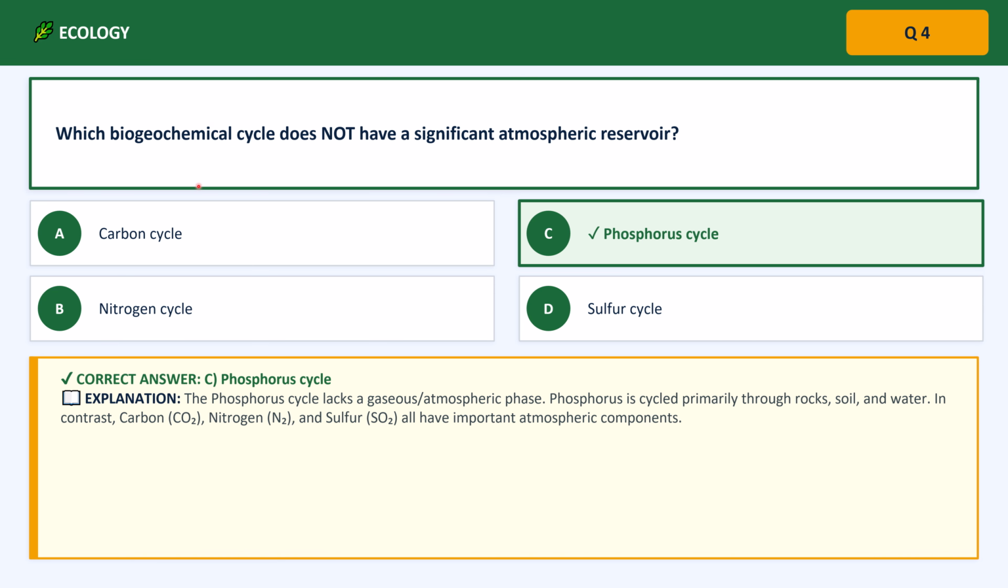Question 4. Which biogeochemical cycle does not have a significant atmospheric reservoir? It's option C, phosphorus cycle. Explanation: the phosphorus cycle lacks a gaseous atmospheric phase. Phosphorus is cycled primarily through rocks, soil and water. In contrast, carbon dioxide, nitrogen and sulfur dioxide all have important atmospheric components.